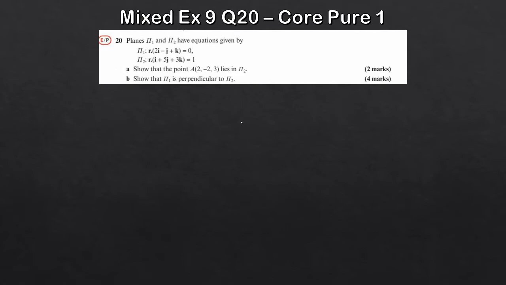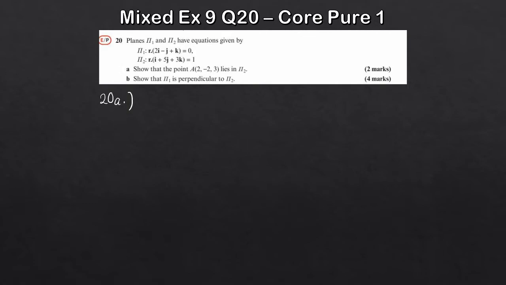So moving on now, we've got a question here dealing with 3D vectors. So this is a notoriously tricky topic for a lot of people on the A-level for maths. But this question, I've just taken a little bit shorter from the actual full question. It's quite a long one for the full thing. So let's just have a look at the two parts that we've picked out here. So we've got the equations for two different planes, pi 1 and pi 2, and the first part just asks us to show that the point A (2, -2, 3) lies in the plane pi 2.